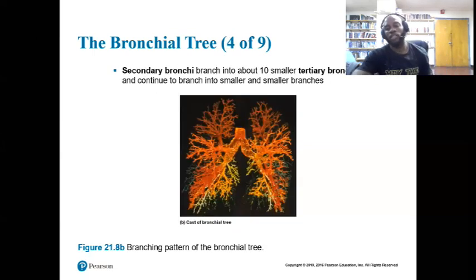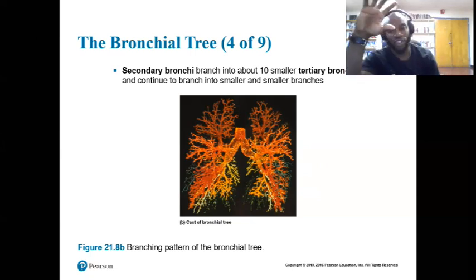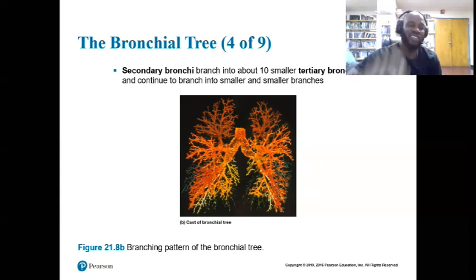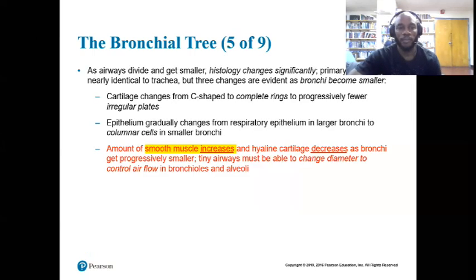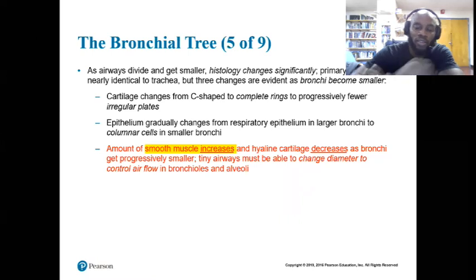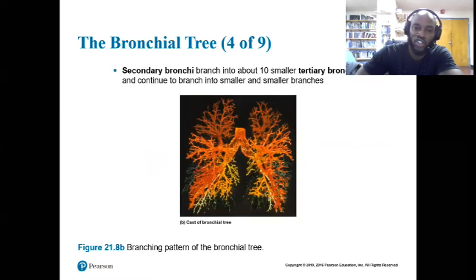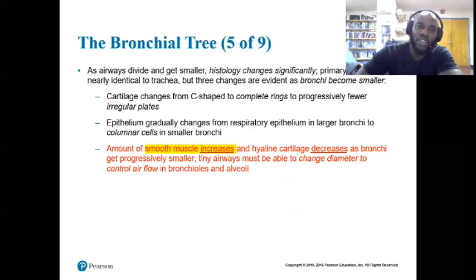Sort of similar to when we talk about the circulatory system, where we start off with the aorta, and then we get smaller and smaller and smaller until we get to the capillaries. A similar sort of structure here in the lungs. Notice this looks sort of like the branches of a tree. That's where we get the term bronchial tree. As airways divide and get smaller, histology changes significantly.